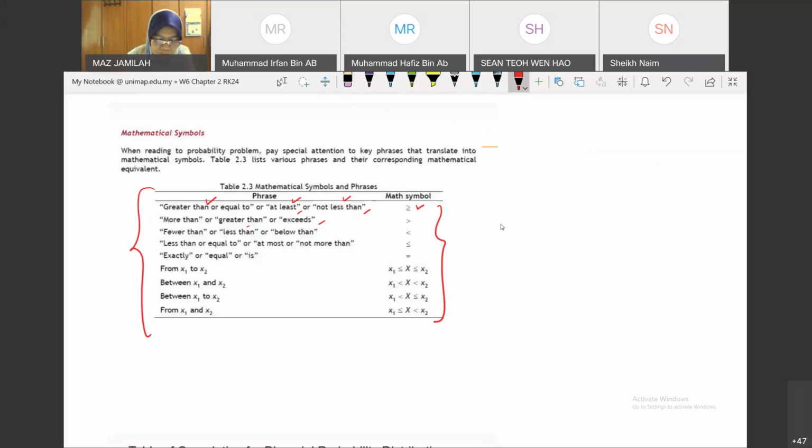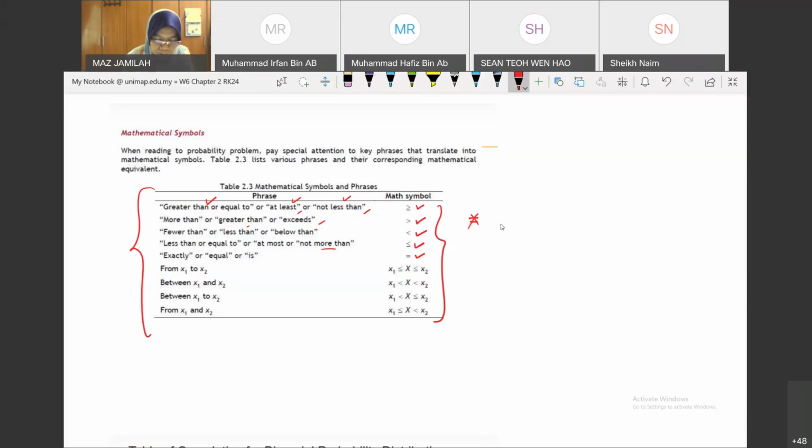Next one, more than, greater than, or exceed. Clearly, it is the simplest one. Greater than means greater than only, not including the equality. So not this one. Fewer than, less than, below: again, it's just less than. Then less than or equal to, which sometimes we call at most or not more than. So it is referring to this particular symbol. Exactly or equal to is definitely equal to.